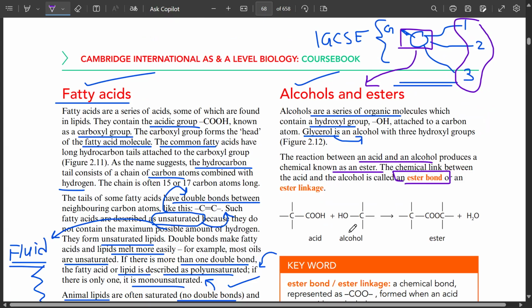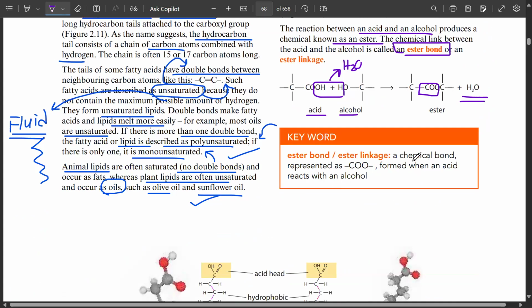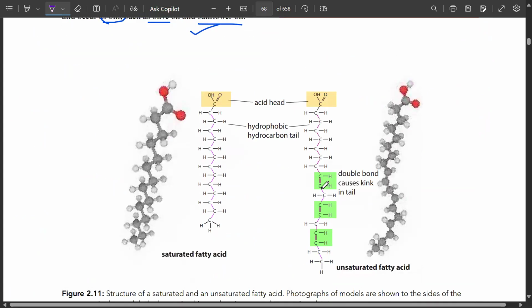And how does an ester bond form when an acid reacts with an alcohol? The alcohol loses an H and the acid loses an OH. When this water is removed, an ester bond is formed. This is what we call an ester bond, and the water is a byproduct. This ester linkage is a chemical bond represented as COO, formed when an acid reacts with an alcohol.